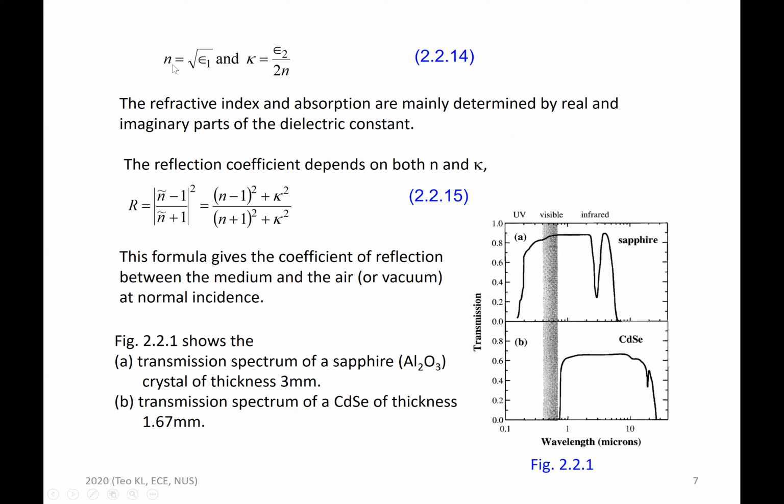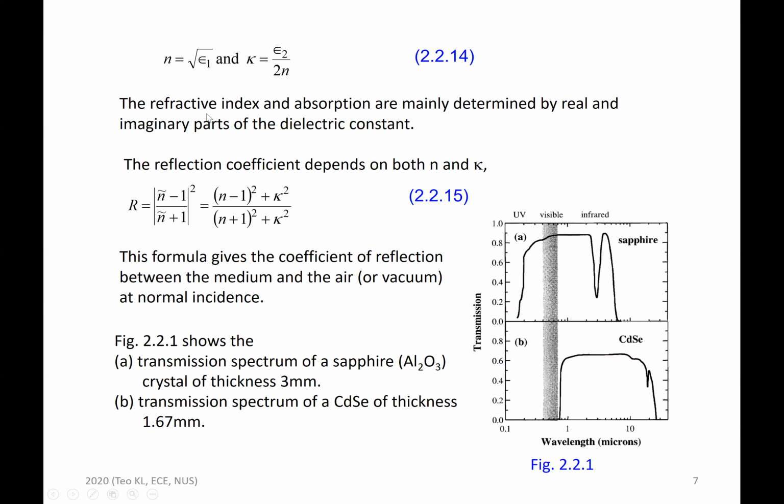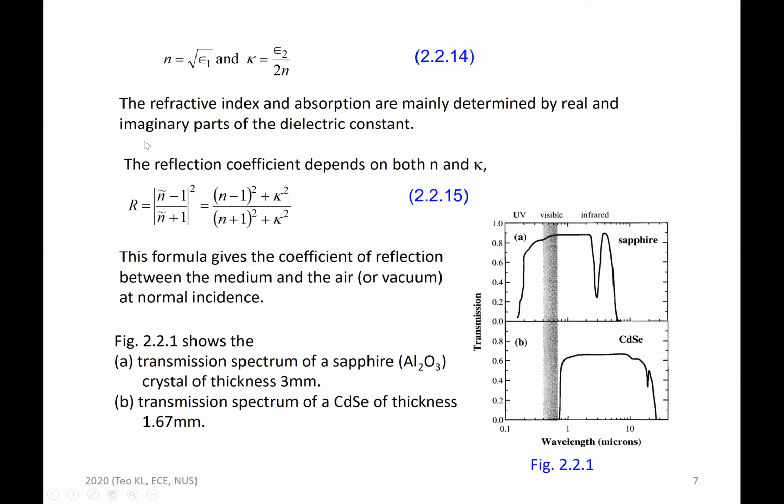Then you can write your refractive index as n equals the square root of epsilon 1, and kappa is epsilon 2 over 2n. So down here, for epsilon 1, if n is much greater than kappa, you can drop the kappa squared, and then n equals the square root of epsilon 1, which is down here. Down here, your kappa is just epsilon 2 over 2n. So the refractive index and the absorption, because your absorption coefficient is related to your kappa, are mainly determined by the real and the imaginary part of the dielectric constant.